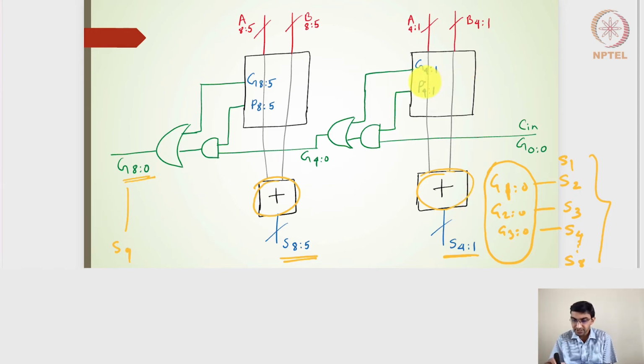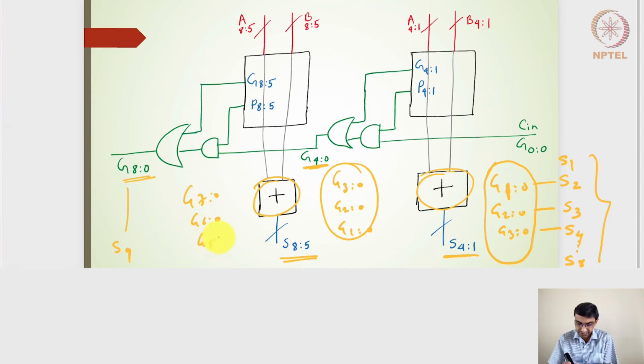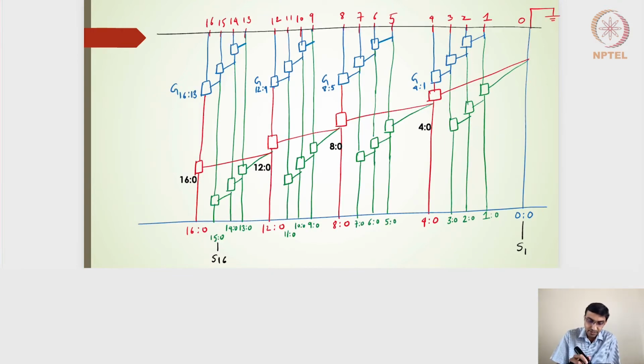So even if I'm taking the 1 to 4 bits, this particular logic is anyways going to create G4:0, but I still need G3:0, G2:0, G1:0, so that I should be able to calculate the other sum bits. So this block is going to extract G3:0, G2:0, G1:0, the internal group generate signals. Similarly here, this block is going to generate G7:0, G6:0, G5:0. And the way it does this is in the PG architecture.